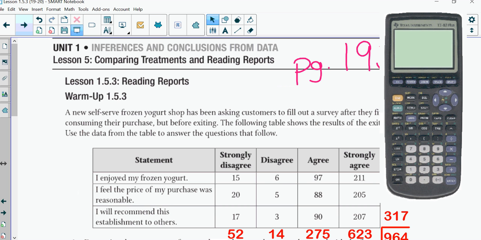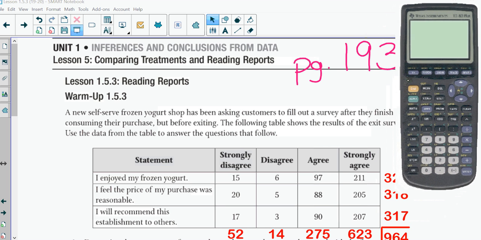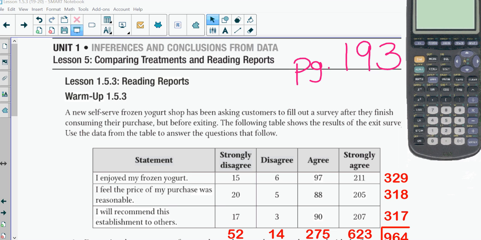So moving on. Here's your warm-up, which is on page 193, which really doesn't mean much since you guys don't have your books. But again, you can print it out. I showed you where it was at, or write on a separate sheet of paper. Okay, minimize this a little bit. It says a new self-serve frozen yogurt shop has been asking customers to fill out a survey after they finish consuming their purchase, but before exiting.